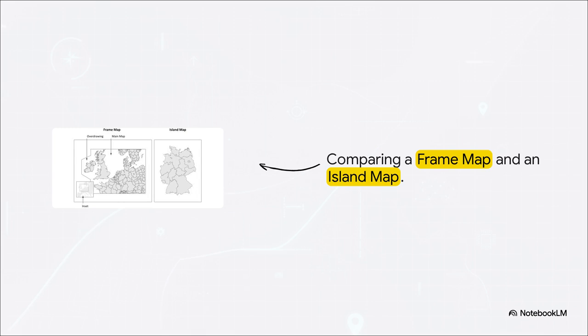But now look on the right. This is what we call an island map. Here, the geography, in this case Germany, is totally isolated. It's floating freely without that strict rectangular border. And the choice between these two completely changes how our eyes unconsciously process the geographic limits of the data. It's a totally different vibe.